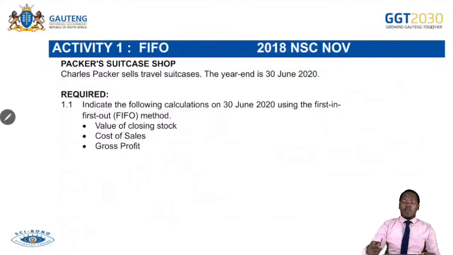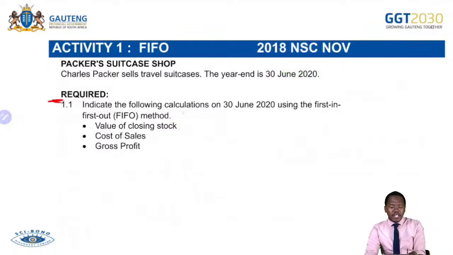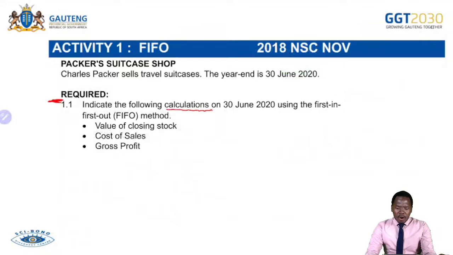Right. Now, what are we required to do here, grade 12s? Let us look at that. What are we required to do? We need to indicate the following calculations. So we are doing a couple of calculations, grade 12, on the month end of 30 June, or the year end of 30 June 2020.